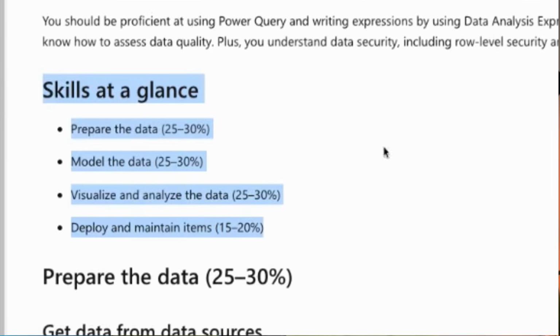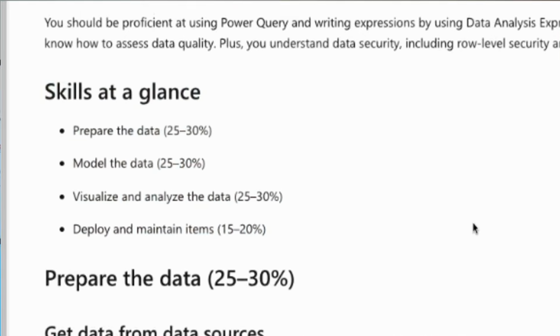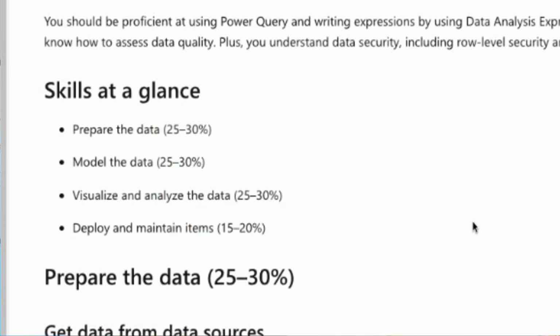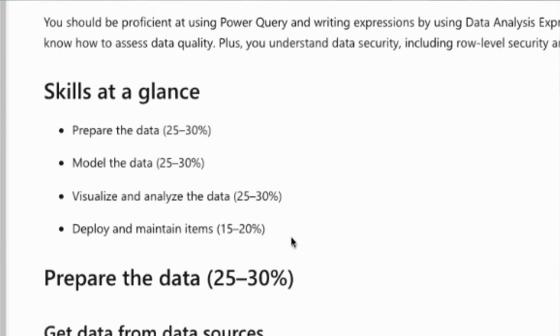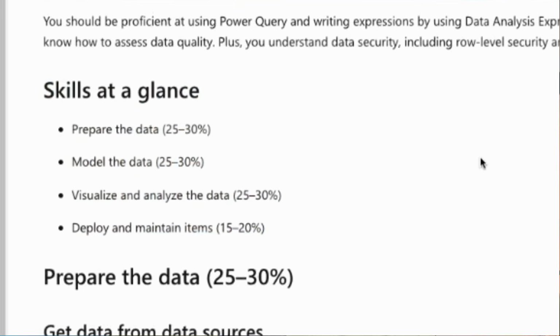25 to 30% of the exam is preparing the data. Another 25 to 30% is modeling the data. 25 to 30% is visualizing and analyzing the data, and 15 to 20% is deploying and maintaining items.